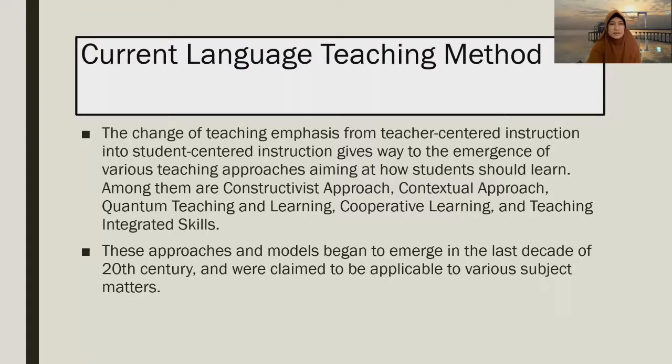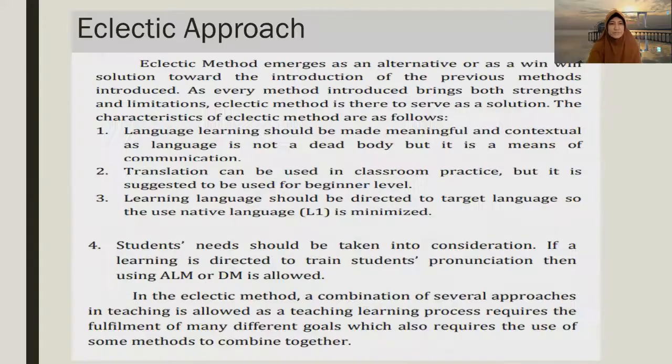These approaches and models began to emerge in the last decade of the 20th century and were claimed to be applicable to various subject matters. Eclectic method emerged as an alternative to the instruction of the previous methods. As every method introduced brings both strengths and limitations, eclectic method is there to serve as a solution. The characteristics of eclectic method are as follows.